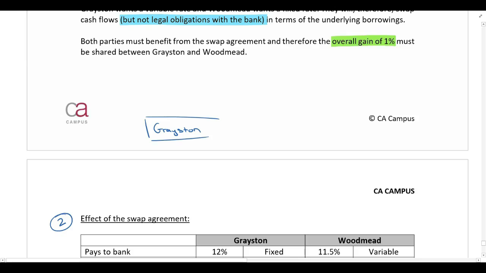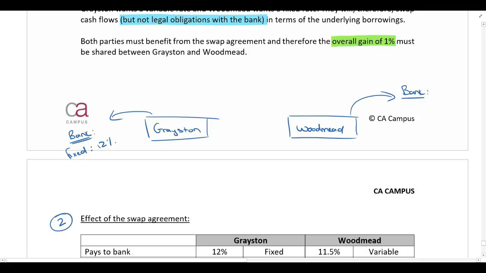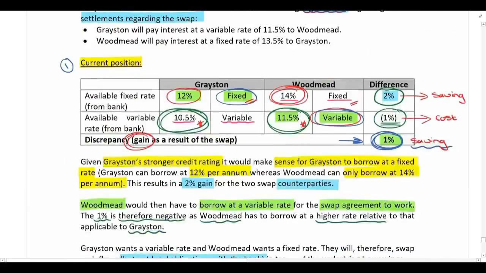So we know that Gryon is currently paying their bank a fixed rate of 12%. And we also know that Woodmead is currently paying their bank a variable rate of 11.5%. And even though they enter into a swap agreement between the two of them, their legal obligations with their respective banks will not change. Now let's look at the terms of this swap agreement.